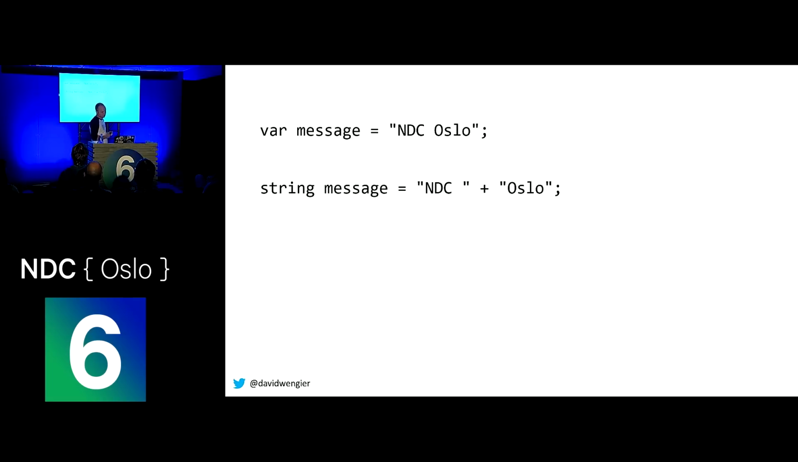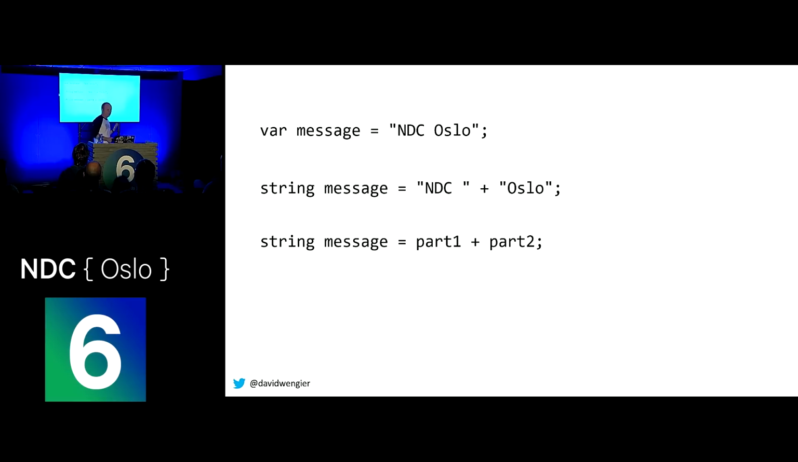The compiler also uses lowering to optimize your code. So if you wrote this code, the compiler sees that these two strings are literals, they can't change, and it sees that you're using the plus operator, and it knows how to do that at compile time. So these two lines of code actually lower to the exact same thing. They both just say string message equals NDC Oslo.